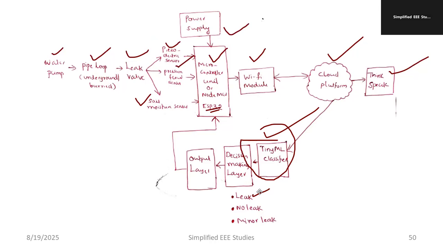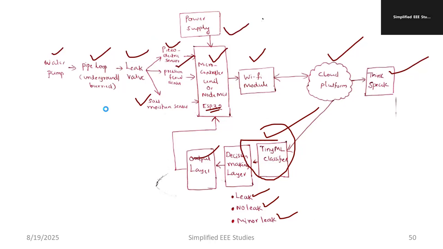Yes, leak is detected. There is a leak. No leak present, that means nothing happens. Everything is fine, the system is healthy. Your drainage pipe is healthy. Or there is a minor leak, a small leak which may expand in the future. So these are the different options. Then it is fed to the output layer. The output layer is fed to the microcontroller so that the code is modified accordingly. Correct? So it's basically a data-driven approach.